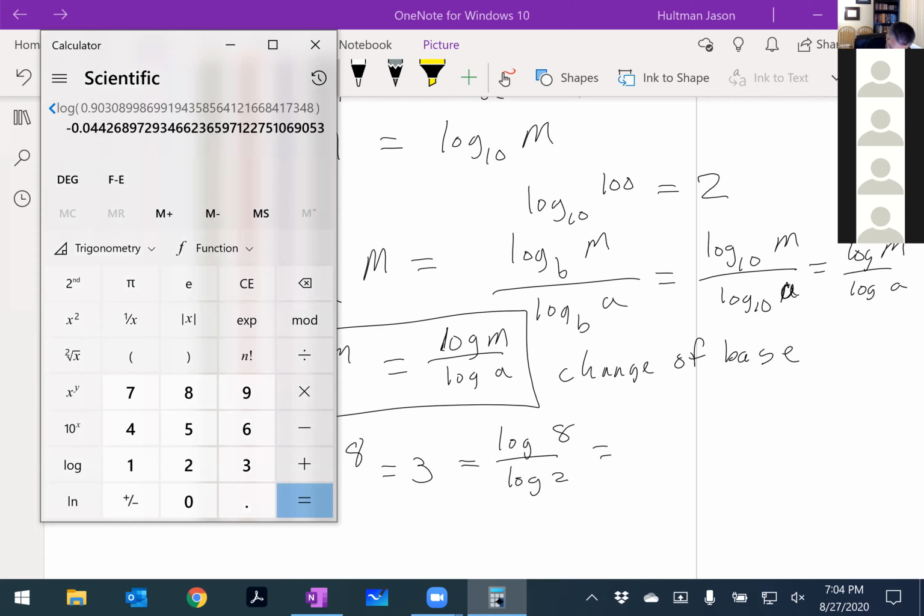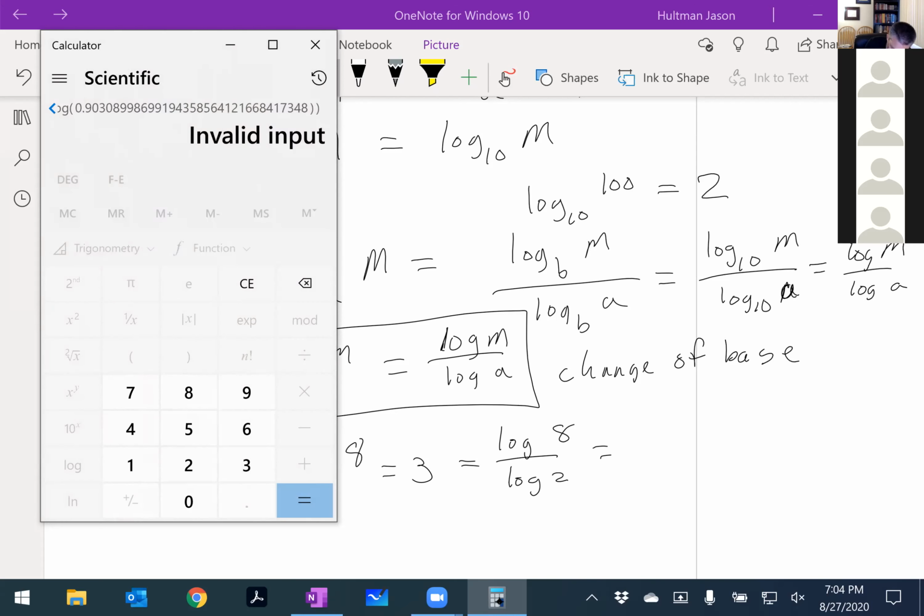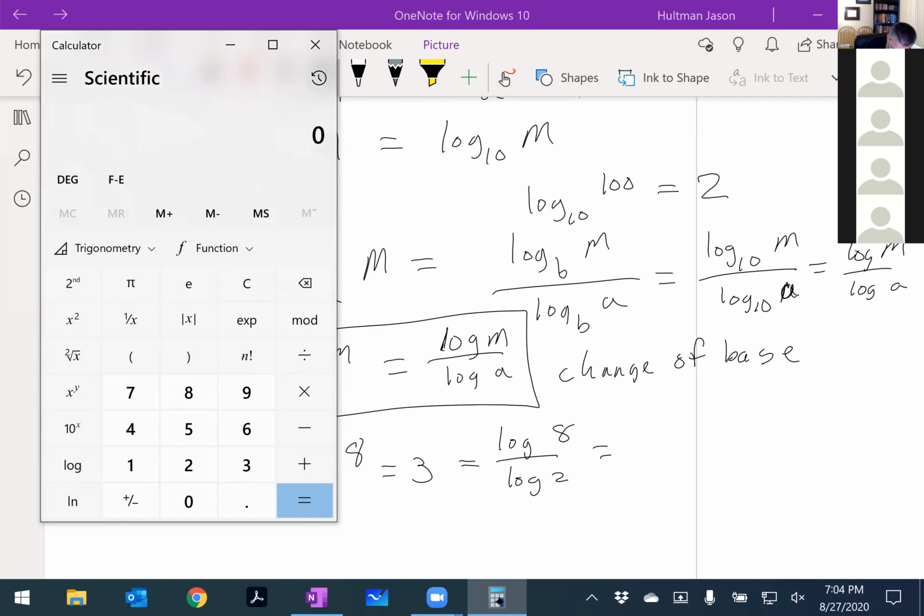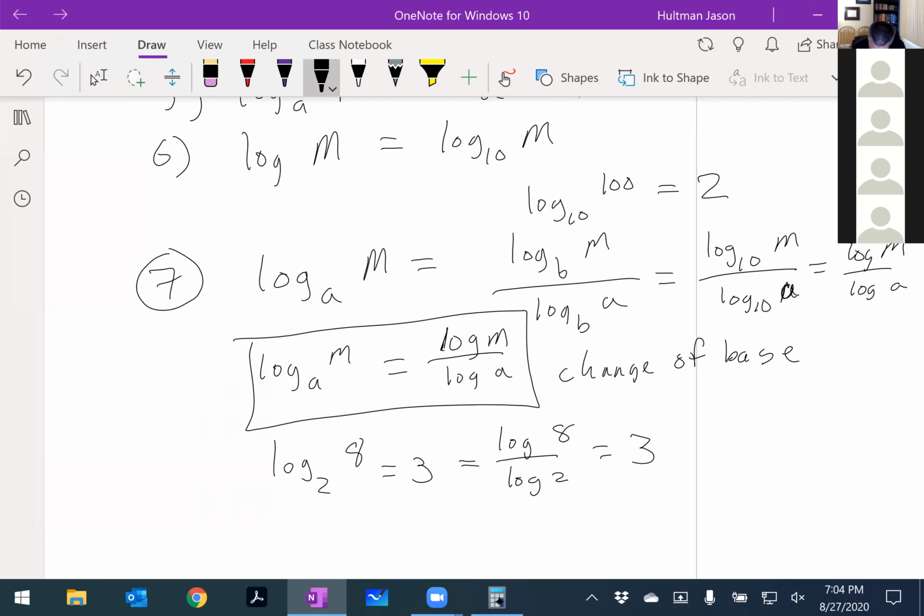It's making logs of logs. Okay, let's try this again, last time, and I'm giving up on this calculator. 8 log divided by 2 log equals, boom, 3. There we go. Okay, it worked. It's just a weird calculator. So it equals 3.